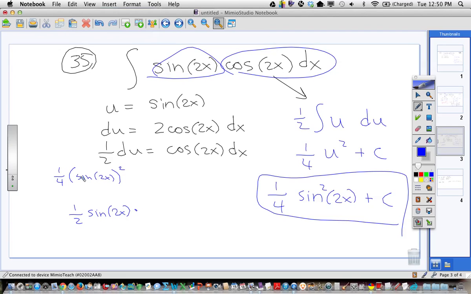You kick out the derivative of the inside. What's the derivative of sine 2x? Cosine 2x times the derivative of its inside, 2. The 2's would cancel, and sure enough, when you do the derivative of this, you get right back there. And that's why it's the answer.